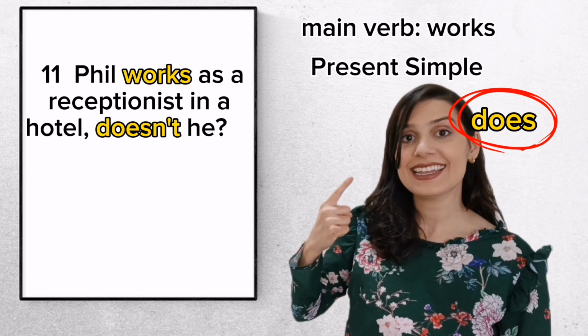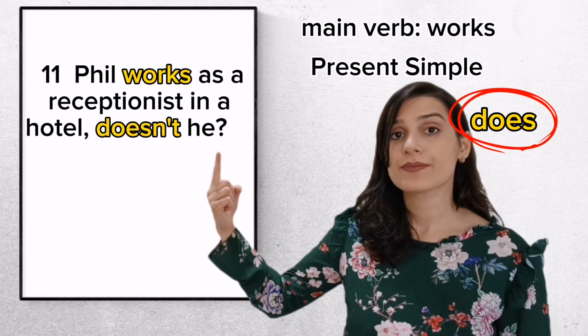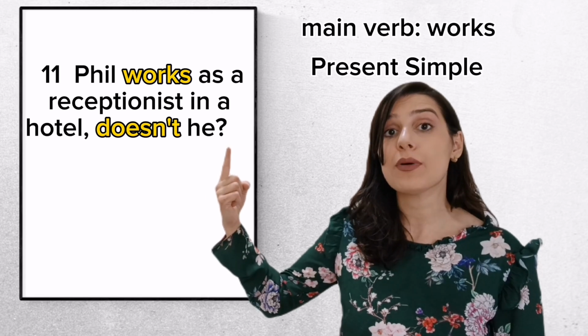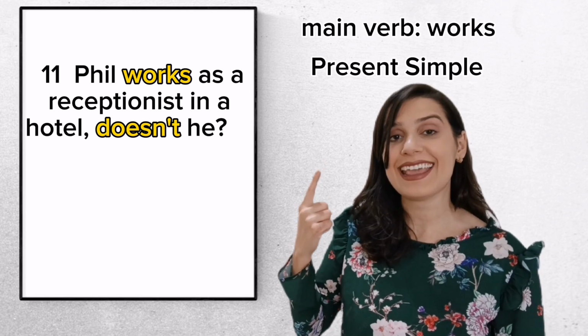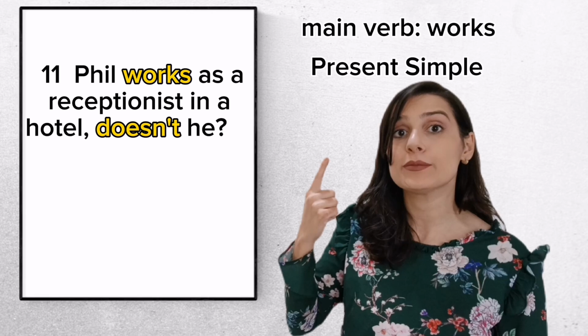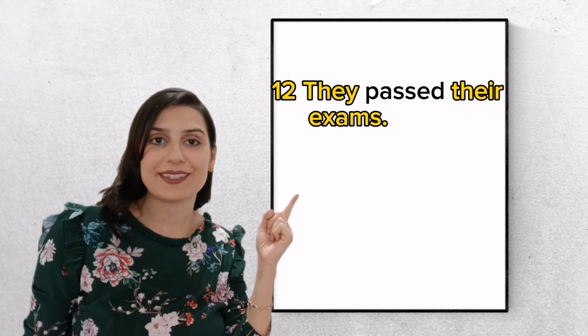Doesn't he? The main verb, which is works, is positive. So we can't use does. We have to use the negative form of the helping verb do. Doesn't he? They passed their exams.